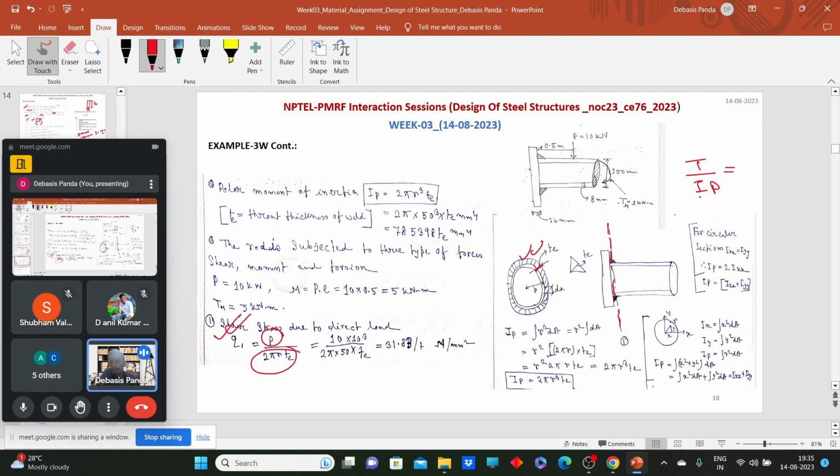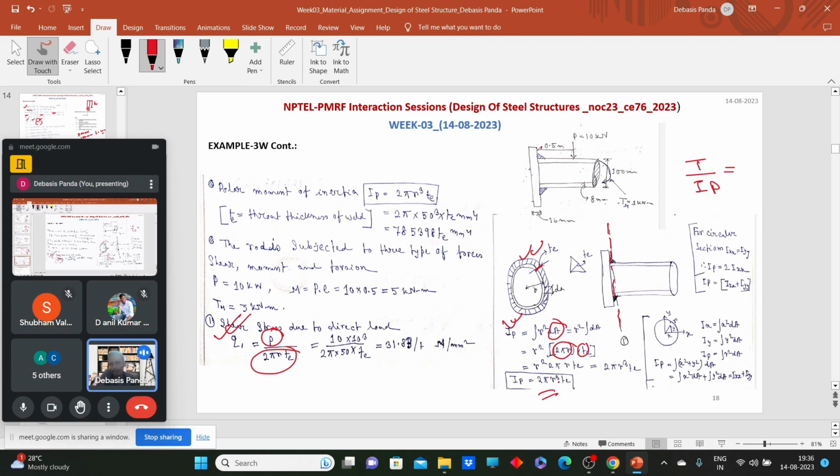So how can we find out the polar moment of inertia? There can be two ways. Either we can find out Ixx and Iyy, and from that we can find the polar moment of inertia, or we can directly use this formula. Ip is equal to integral of r square dA. Now what is dA? dA is twice pi r into throat thickness. So from here we can have the polar moment of inertia easily.